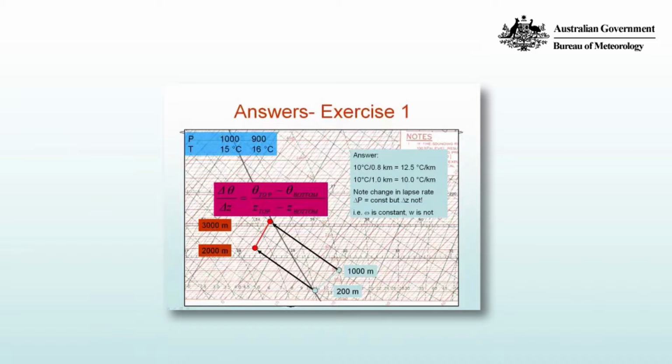So there's been a change in the lapse rate. Note that the difference in pressure between the top and the bottom has not changed, it's constant, but the difference in height has. So in other words, omega, which is dp/dt, is constant, but w, that is dz/dt, is not. So the layer has been stretched.